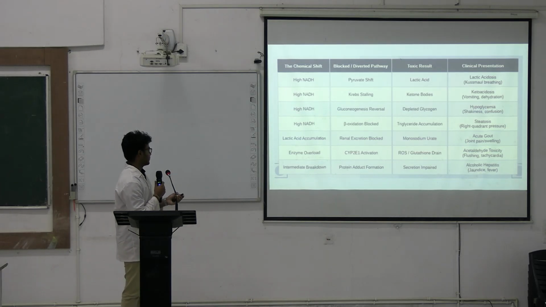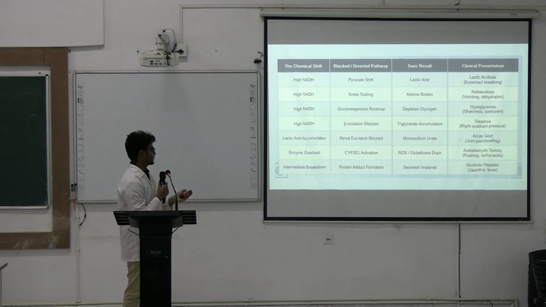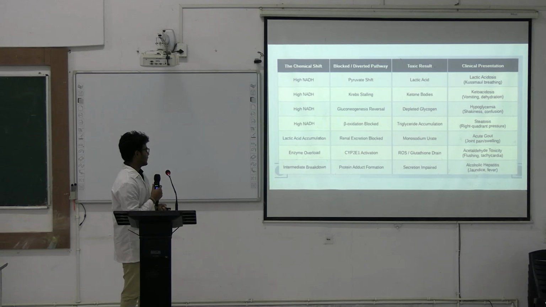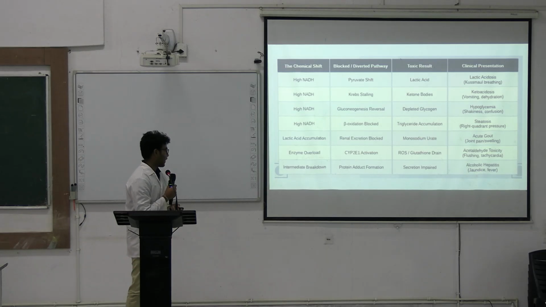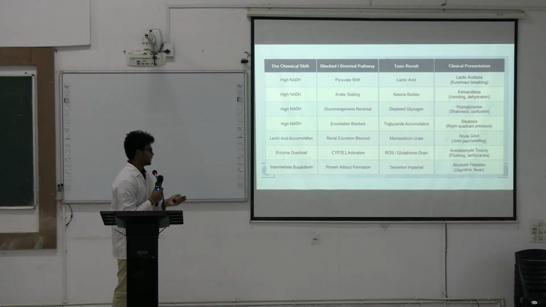And at the microsomal enzyme level, CYP2E1 is activated and can increase oxidative stress, and it can drain glutathione and cause oxidative damage. And an increased level of acetaldehyde can form protein adducts, and that can impair the secretion of the liver and cause alcoholic hepatitis.